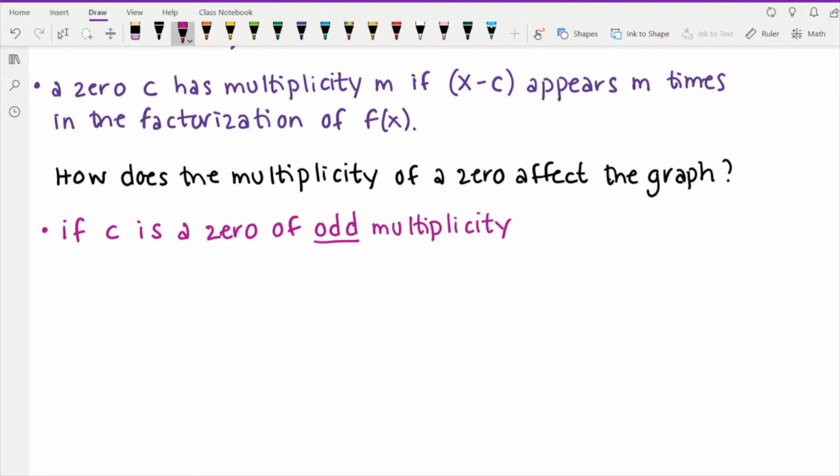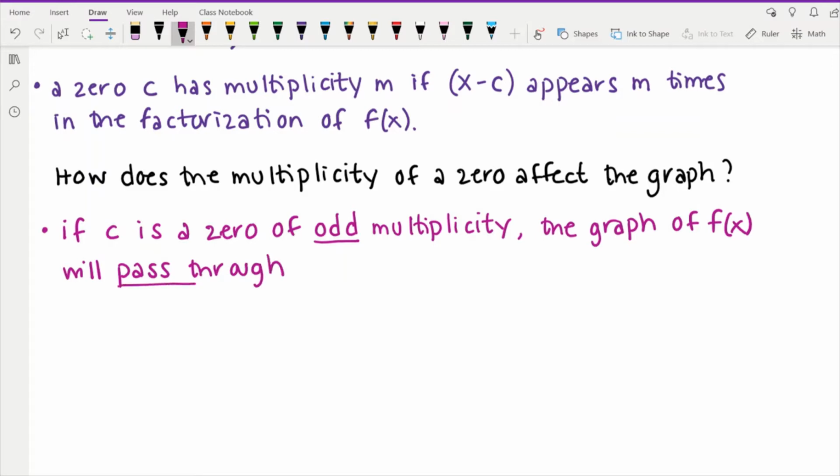So if you have a zero of odd multiplicity, so for example, multiplicity 1, multiplicity 3, multiplicity 5, etc., then the graph of your function will pass through the x-axis at the point (c, 0).